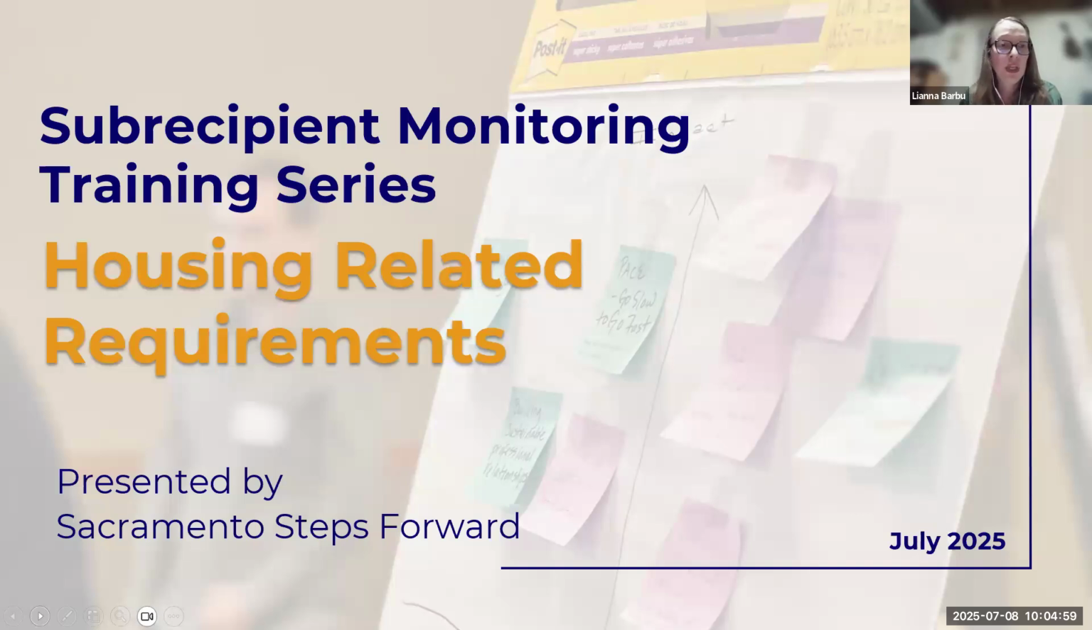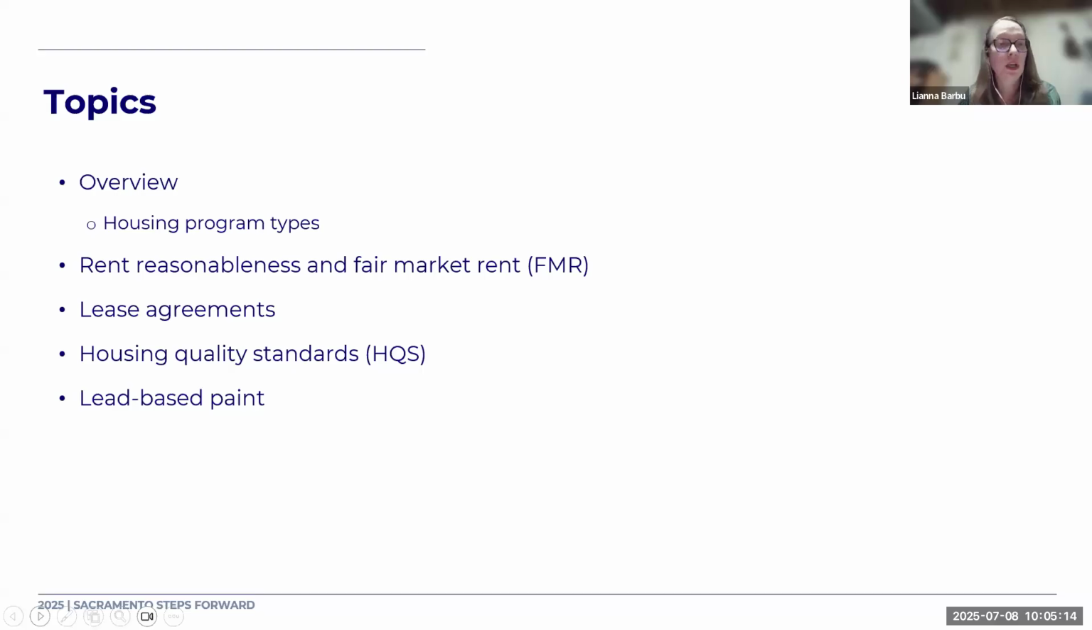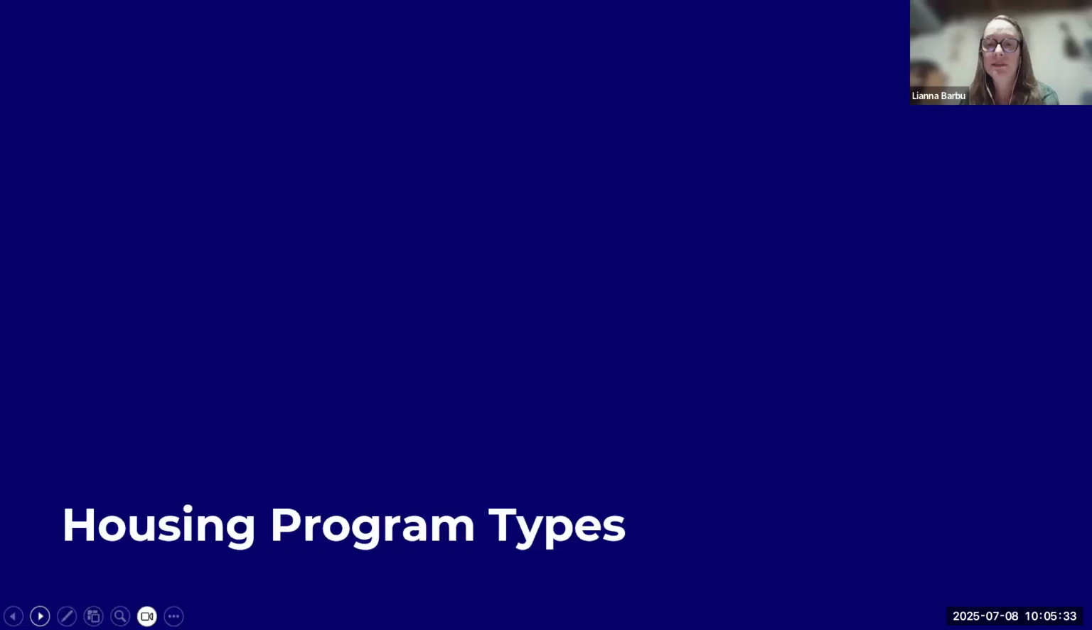So today we are talking about the housing-related requirements for your Continuum of Care funded program. Next slide, please. We will cover today the housing program types, rent reasonableness and fair market rent, lease agreements, housing quality standards, lead-based paint requirements. Next slide, please.